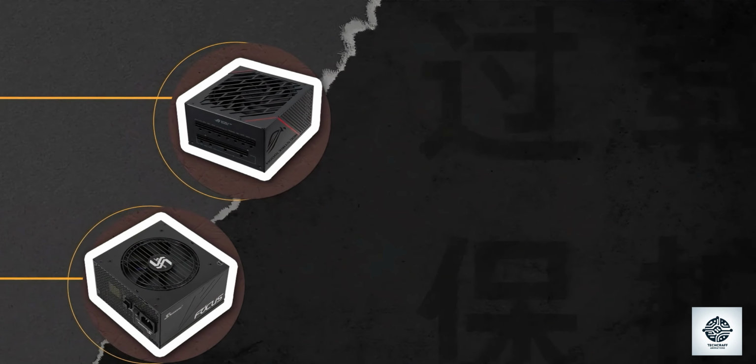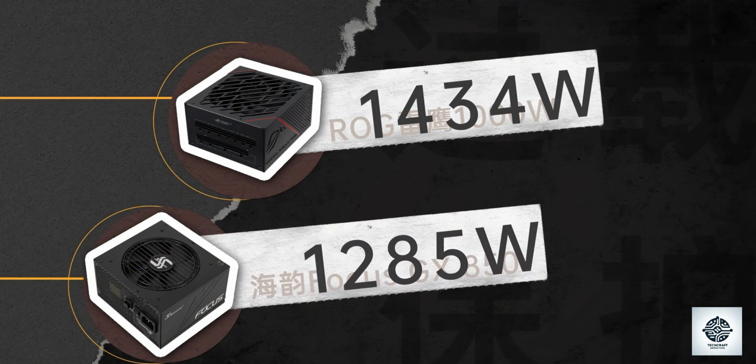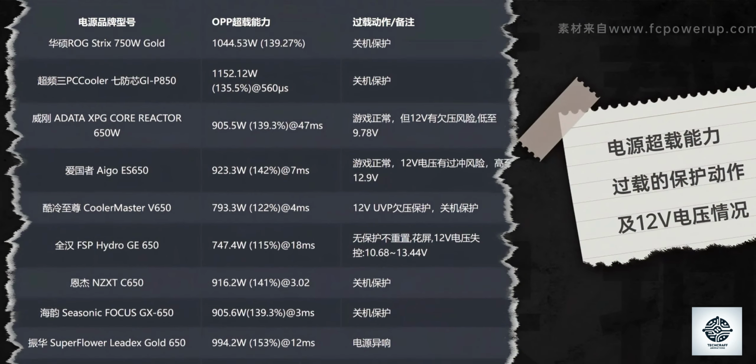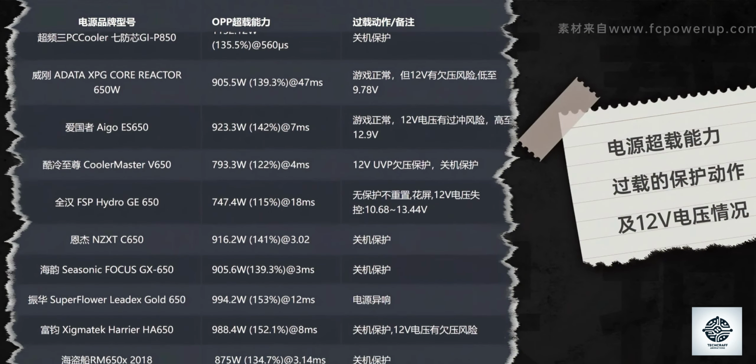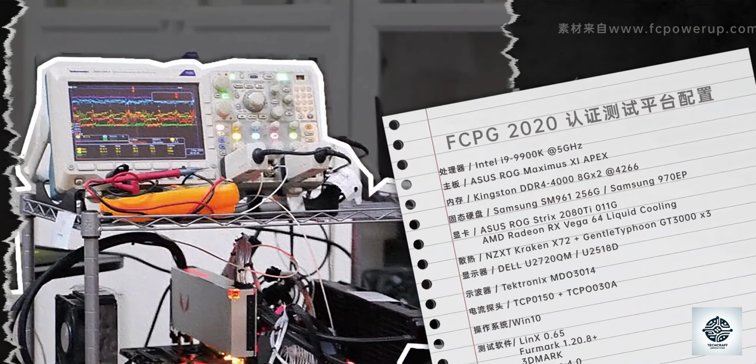For example, the ROG Thor 1000 watt has an overload protection point (OPP) of 1,434 watts, while the GX 850 has an OPP of 1,285 watts. Typically, the higher the quality of the power supply, the longer the allowable overload time and the higher the overload capacity. However, not everyone has specialized equipment like probes or peak measurement tools to check each hardware component in detail.